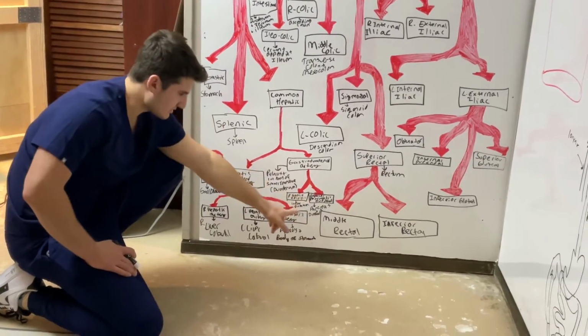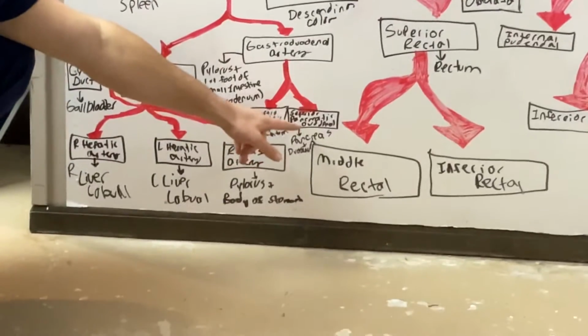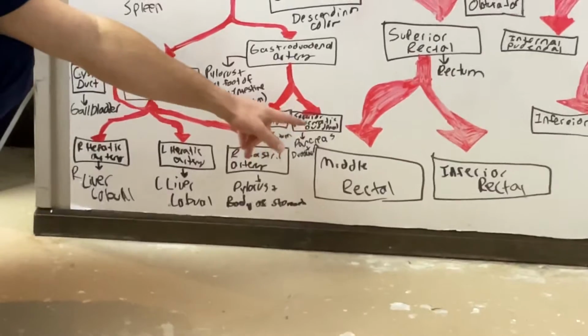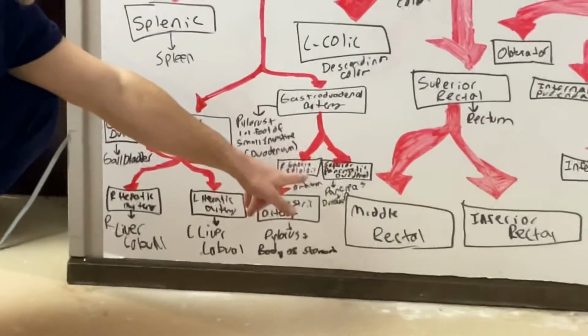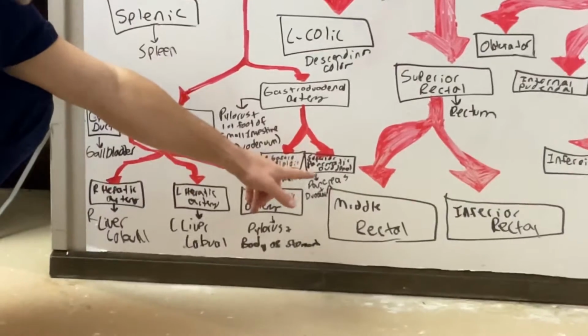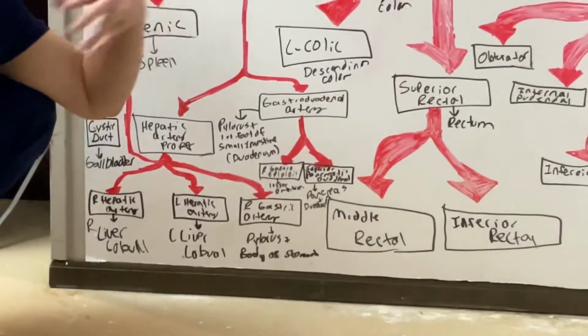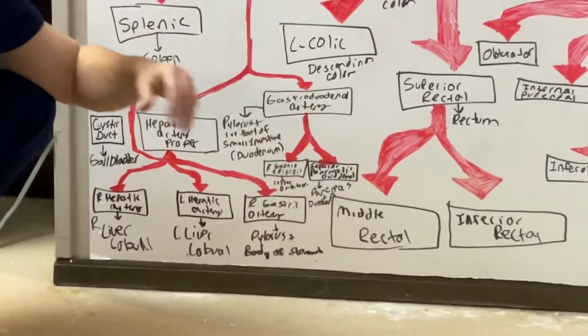When it branches, however, it goes into the right gastric epiploic or the superior pancreaticoduodenal artery. The right gastric epiploic is going to go to the lesser omentum, which we'll speak about, and then the superior pancreaticoduodenal artery is going to go to the pancreas and is also going to go to the duodenum.